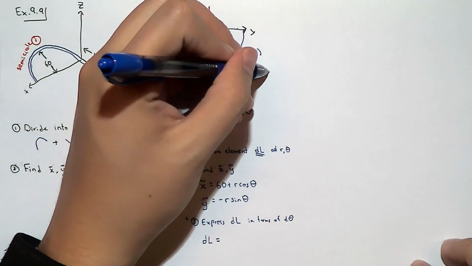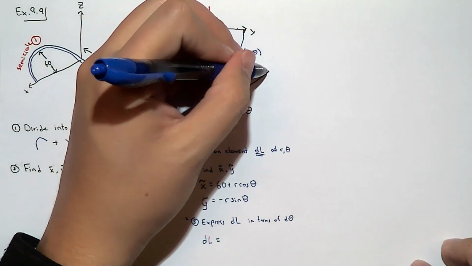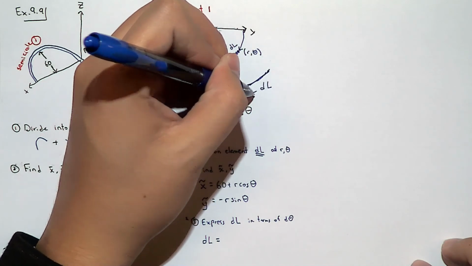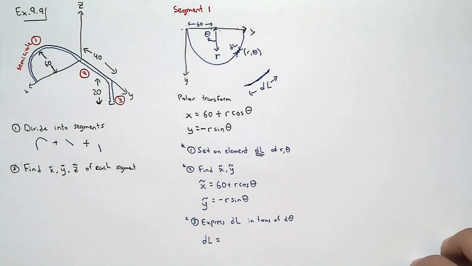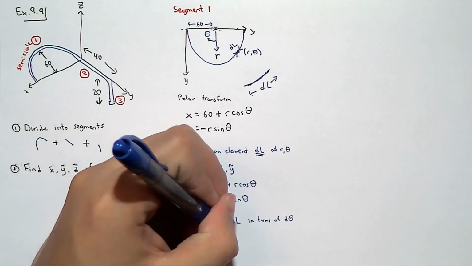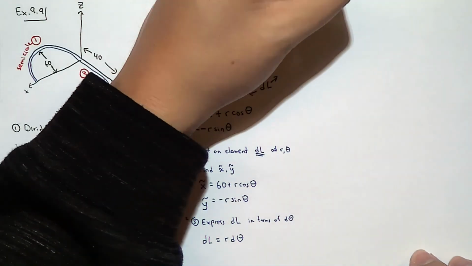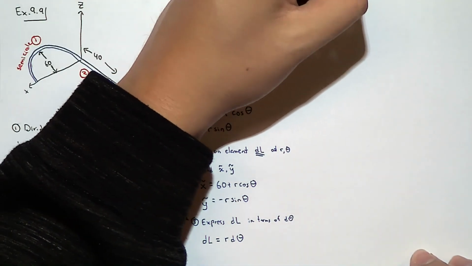Let's say that we have, this is my dl element. This is my dl, and this is just exaggerating the dimensions, right? This is my dl element. So how can we express this dl in terms of d theta? R d theta, that's correct. Good. And finally, the last step you may recall was to integrate.